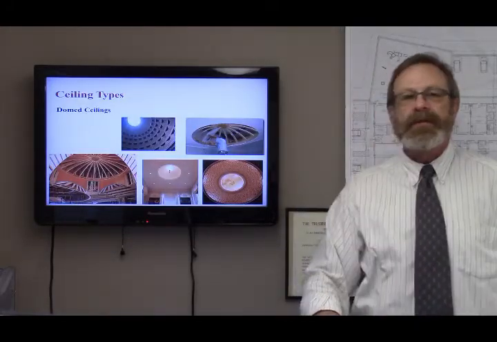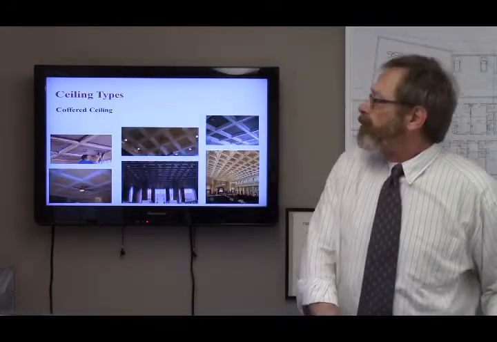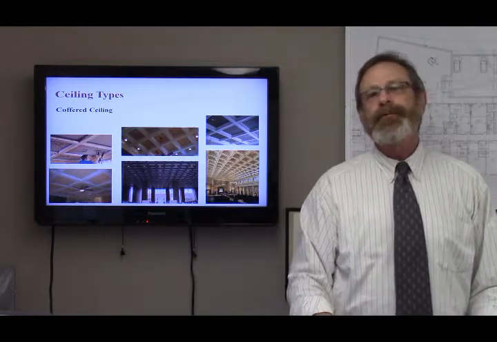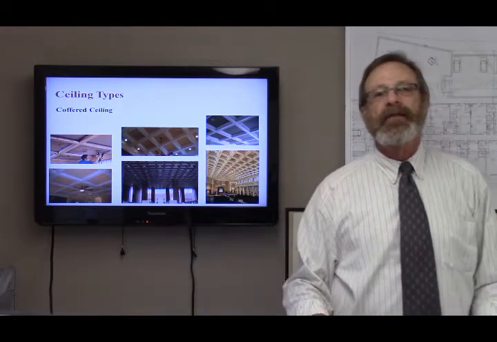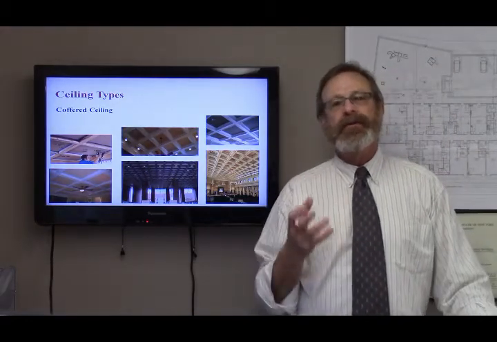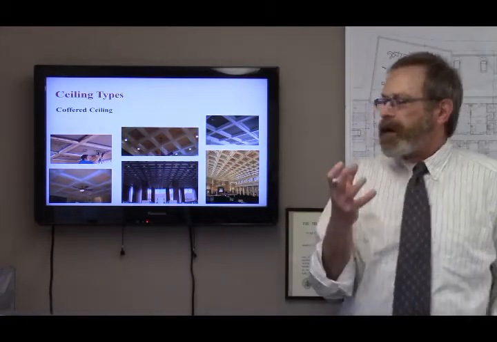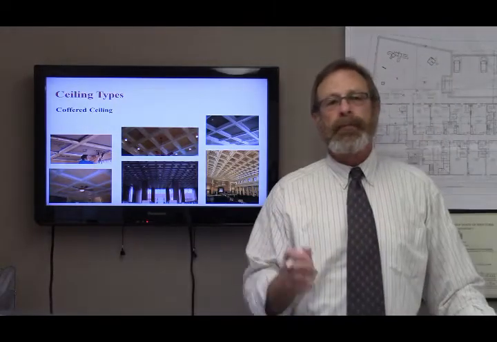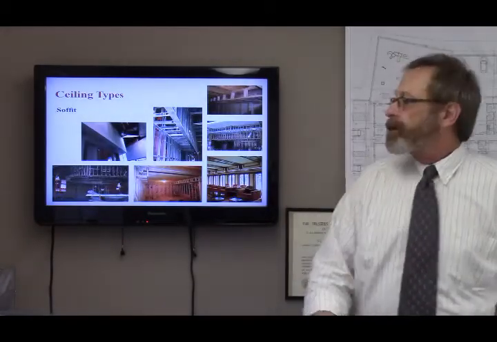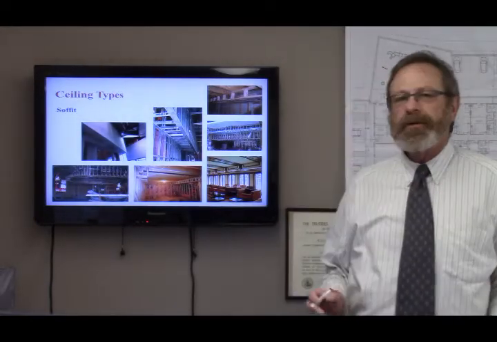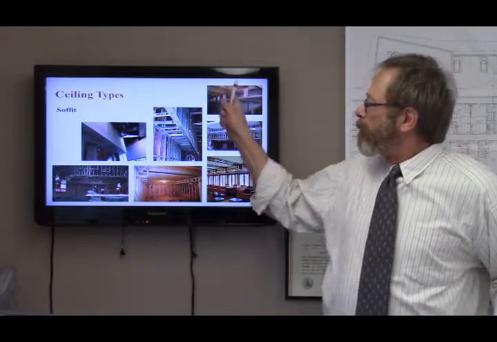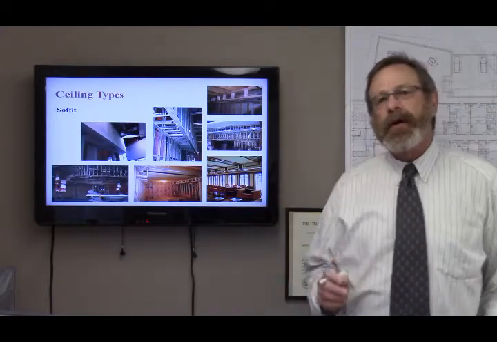We have dome ceilings. We have coffered ceilings, sometimes referred to as a waffle ceiling. Kind of looks like a waffle. They give three-dimensionality to the ceiling, meaning they give shadow lines and depth. We have a soffit, not exactly a ceiling type, but a portion of the ceiling framed out, often to conceal lighting or ductwork or piping.